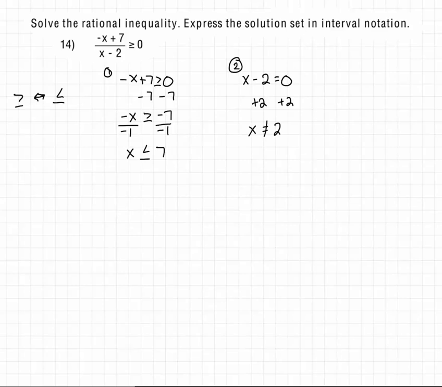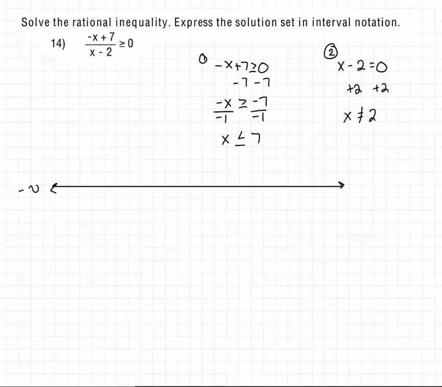So once we have those, we can go ahead and graph these out on a number line so we can test where our solution set should be. So we're going to go ahead and graph negative infinity, positive infinity, and then 2 and 7. We're going to pick some numbers in between these. So I'm going to work with 0, and then I'm going to choose 5, and then 10. So when we work with these, we're going to treat these as our x values. We're going to plug each number into our original rational inequality wherever x is.